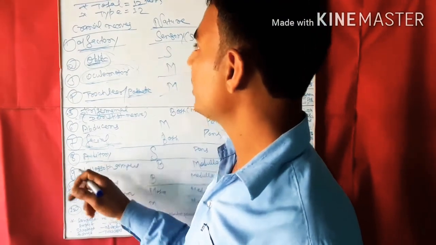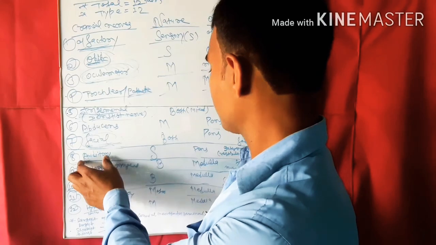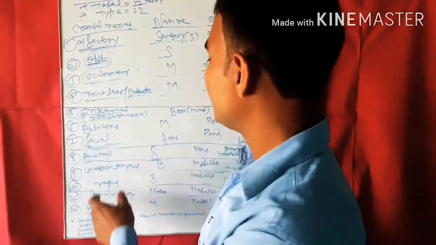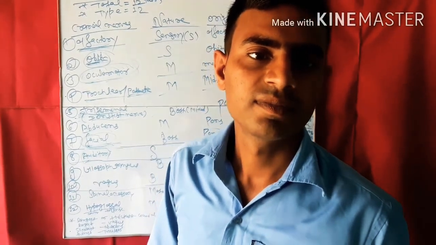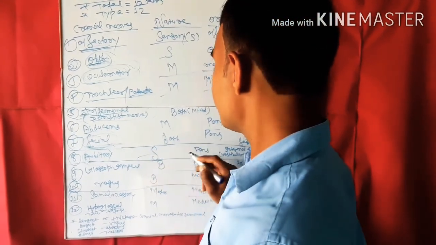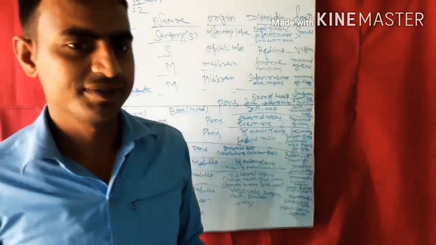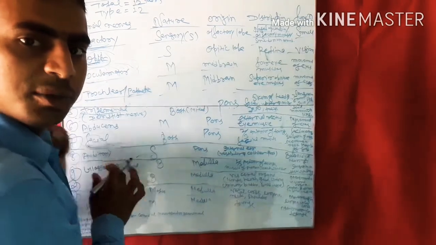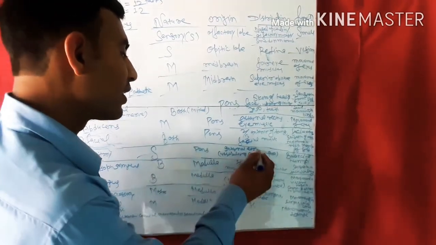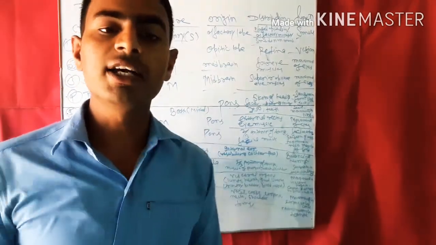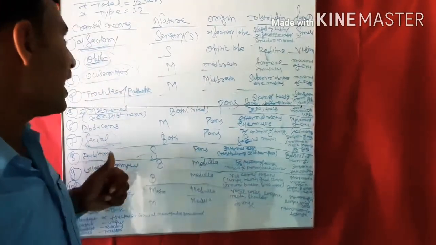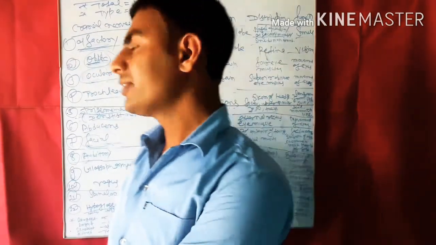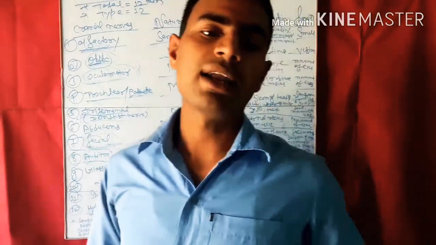Next is the auditory cranial nerve. Auditory is related to the ear, and the nature of the auditory cranial nerve is sensory, and its origin is also the pons. As for distribution, the auditory cranial nerve is distributed in the internal ear, in the vestibular and cochlear parts. The function of the auditory cranial nerve is balance and hearing, because auditory is related to the ear.